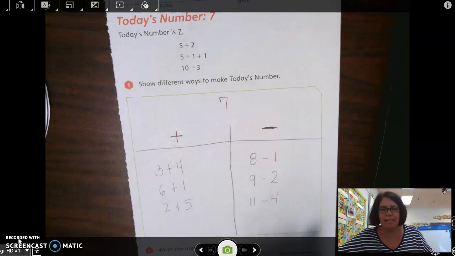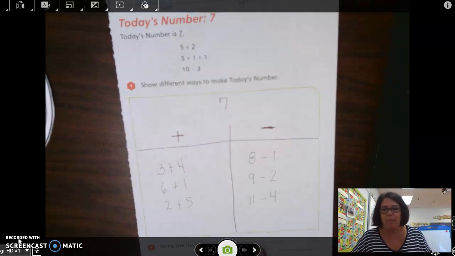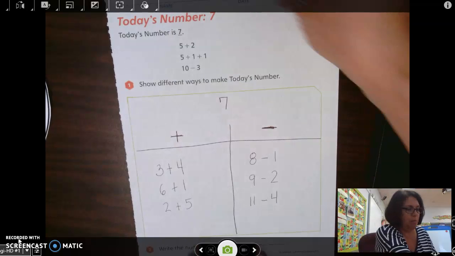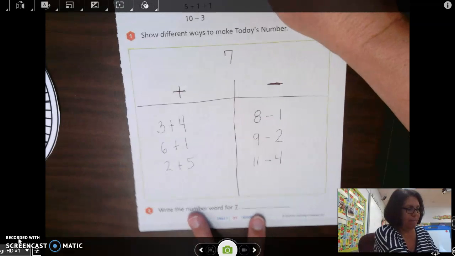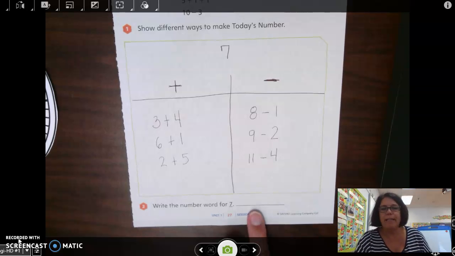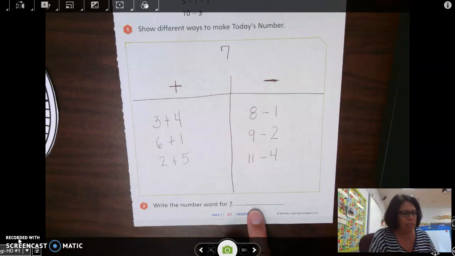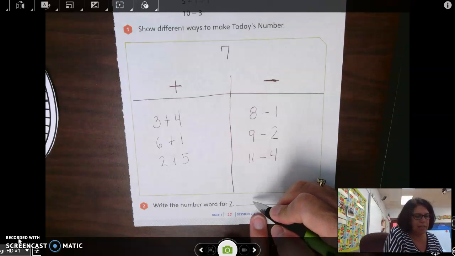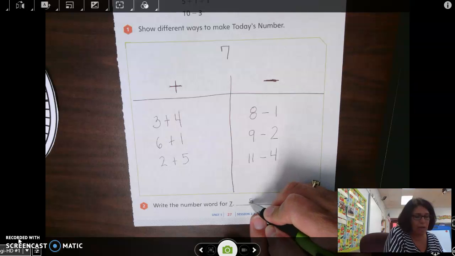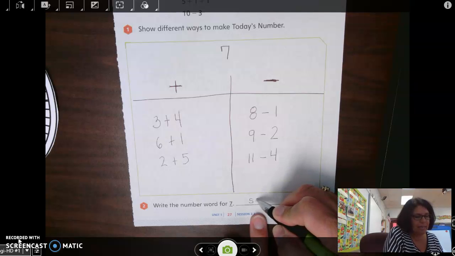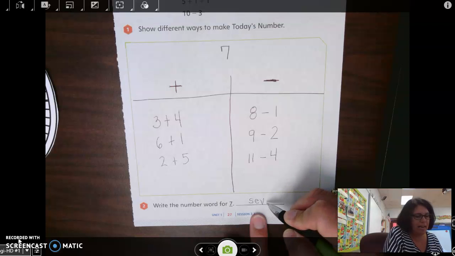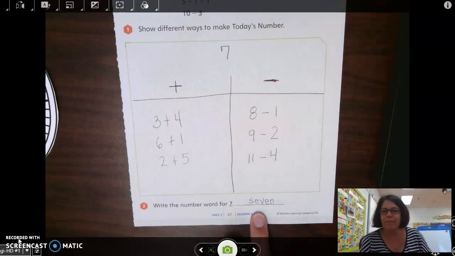Alrighty, good job, guys. If you take a look down here at the bottom, the last thing you're asked to do on this page is to write the number 7. We've got to think really hard. Well, we know it starts with an S. So S, E, V, E, N. There we go. There's our way to write 7.